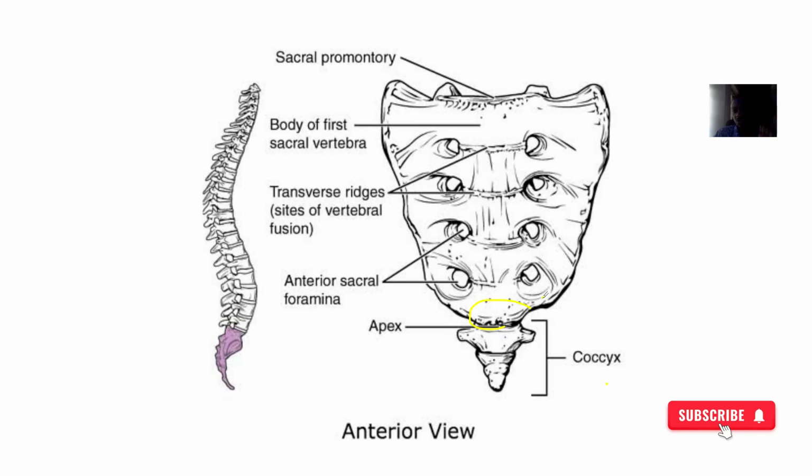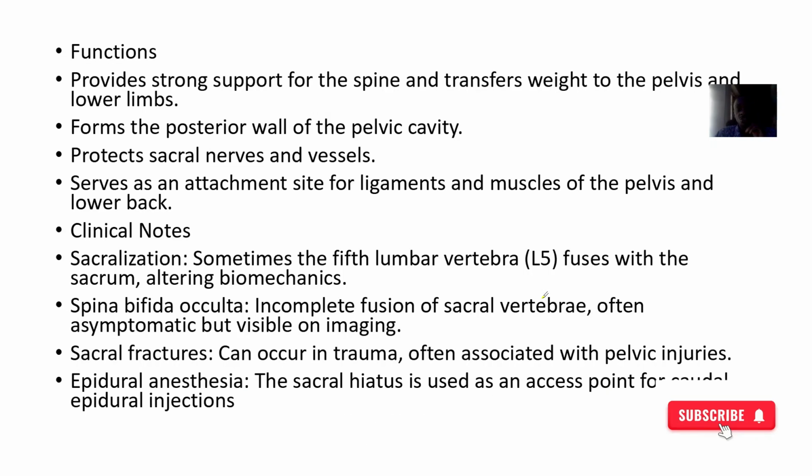Beautiful anatomy. The function is to provide strong support for the spine and transfer weight from the thorax region and abdominal region down to the lower limb. It forms the posterior wall of the pelvic cavity. It protects the sacral nerves and vessels. It serves as an attachment site for ligaments and muscles of the pelvis.